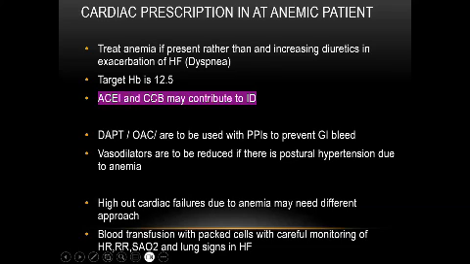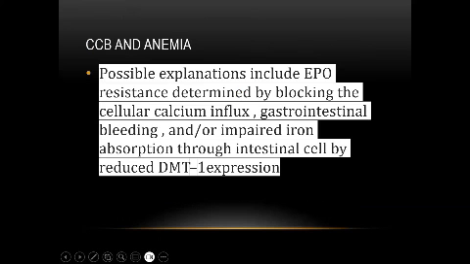And please remember, ACE inhibitors and CCBs themselves can contribute to iron deficiency anemia. So a very, very important thing to understand. These two drugs, which are used in many, many cardiac situations, can lead to iron deficiency anemia. Dual antiplatelet drugs and oral anticoagulant drugs are always used with a proton pump inhibitor to avoid gastric bleed. Vasodilators are to be used cautiously whenever there's postural hypertension, especially with anemia. Look for postural hypotension and reduce your vasodilators. Anemia can predispose to high output cardiac failure. I told you about the precautions you must take whenever blood transfusion is going to be used.